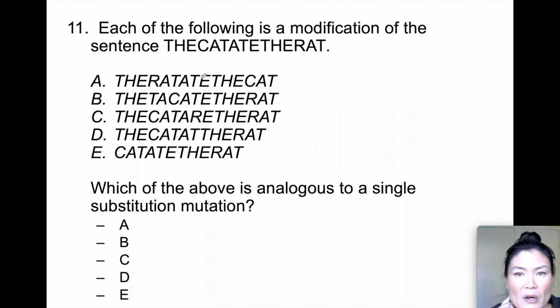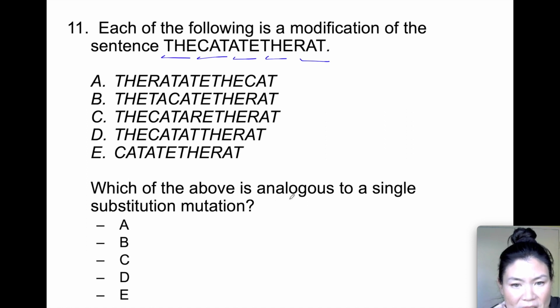Each of the following is a modification of the sentence. This is the same sentence, the cat ate the rat. Which of the following is analogous to a single substitution mutation? We said that earlier, right over here with C. The T became an R. So the answer is C.